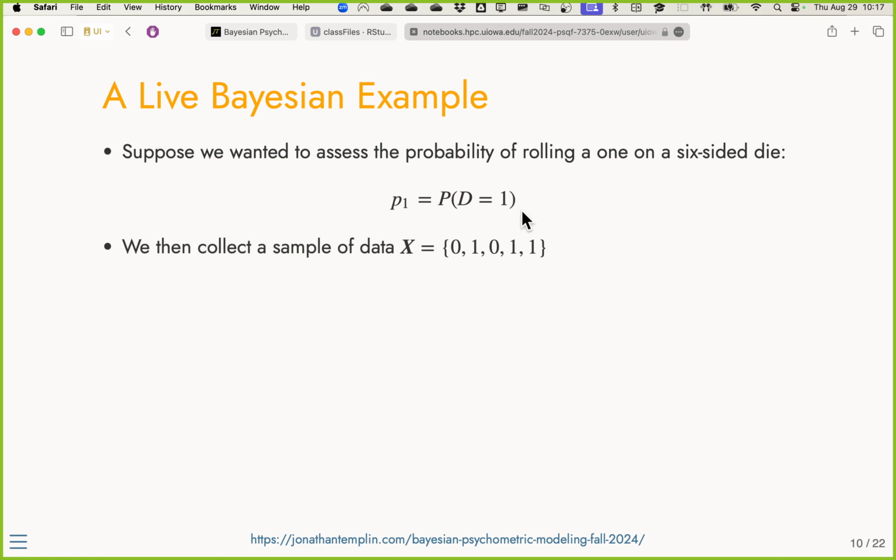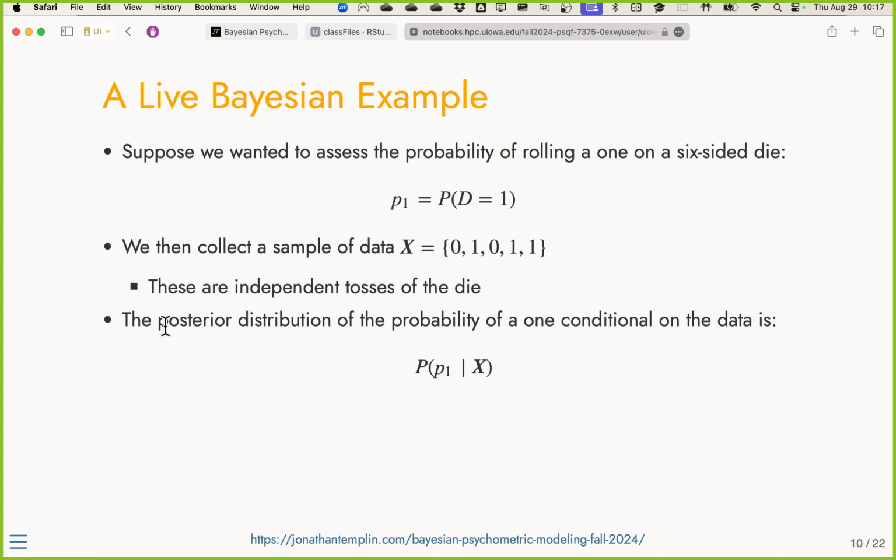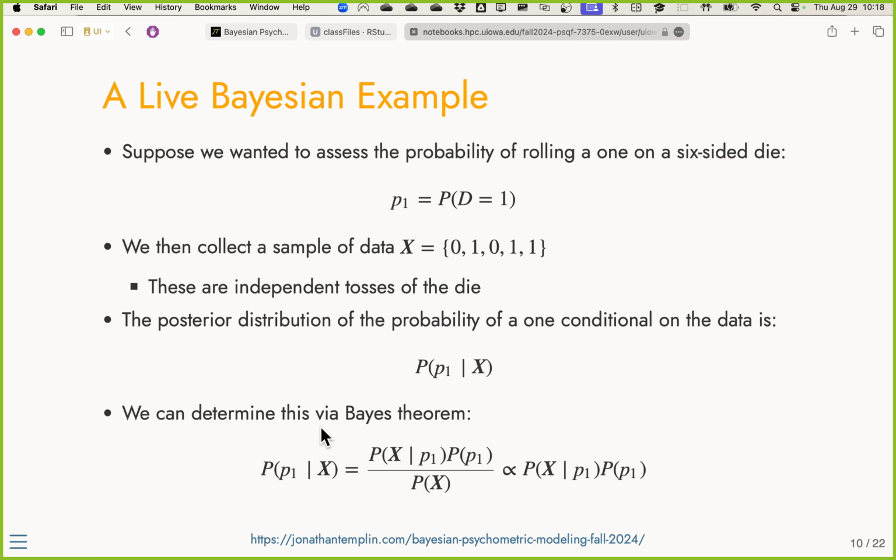Let's imagine we then collect a sample of data. We roll the die 5 times, and sure enough, 3 out of 5 times a 1 appears. That's pretty amazing. Let's assume that those are independent tosses, so each roll does not depend on the roll before it. Then the posterior distribution is the likelihood of observing this probability conditional on our data itself. We can calculate that again via Bayes' theorem. So our parameter of interest is the probability we roll a 1 on this die roll.